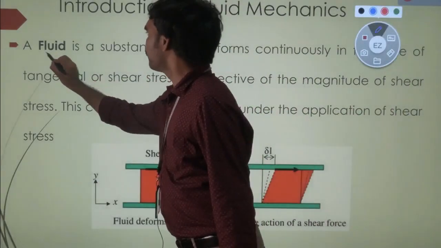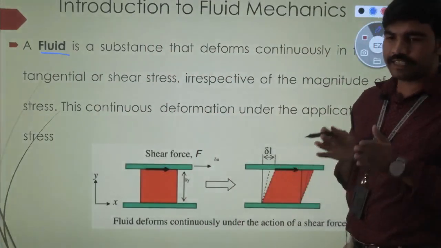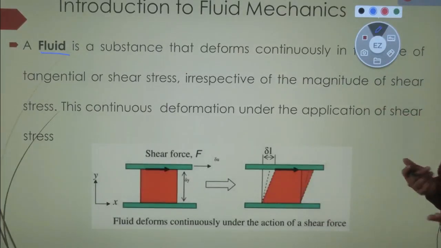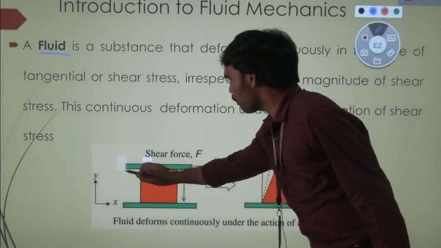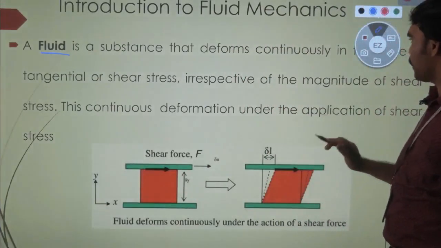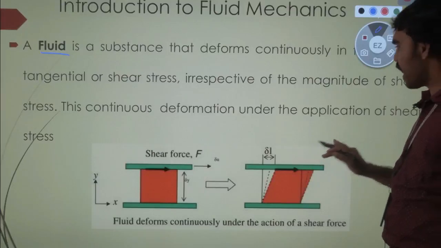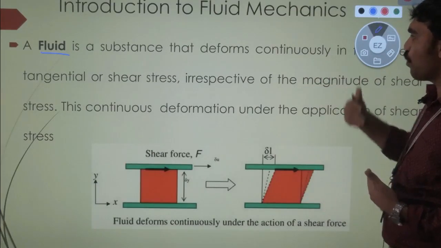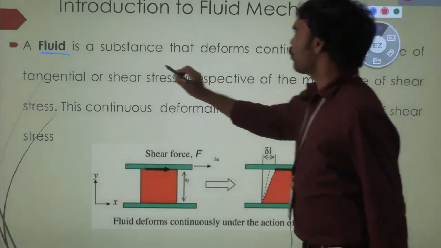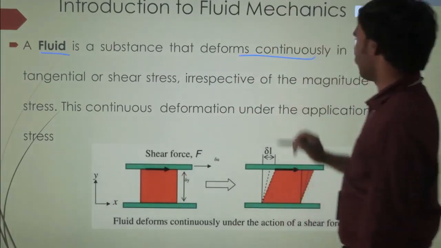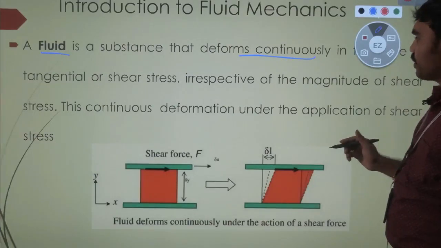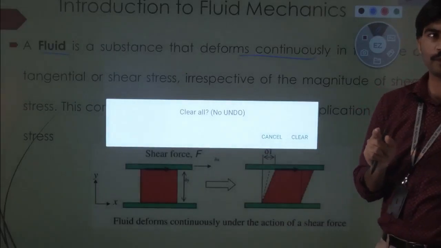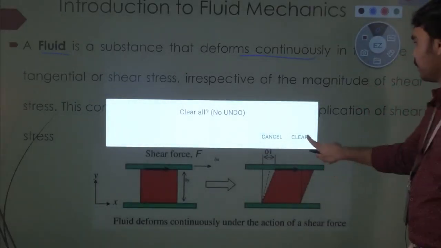So what is fluid? Fluid is a substance that deforms continuously on the application of tangential or shear stress. Irrespective of the magnitude of the stress acting on the fluid, it will start continuously deforming as long as the force is exerted on it. So a fluid is a substance that continuously deforms, even if you apply a small magnitude of force.